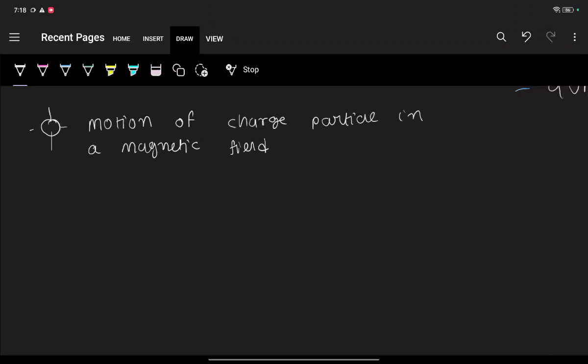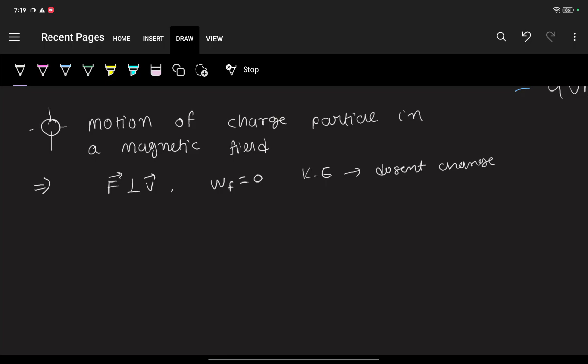Magnetic field. As the magnetic force on a charged particle is perpendicular to the velocity, it does not do any work on the particle, right? Work done by the magnetic force is zero, as the kinetic energy or speed of the particle doesn't change due to the magnetic force, right?